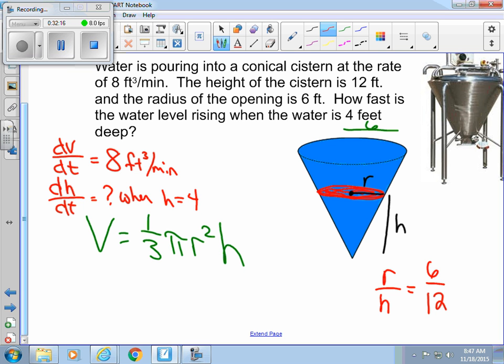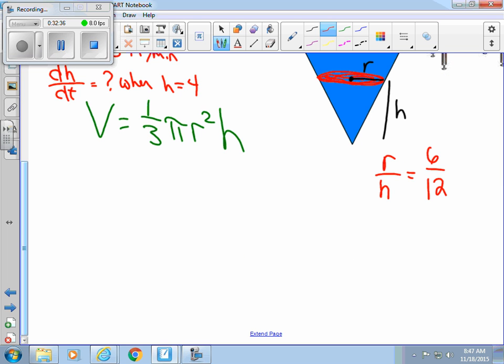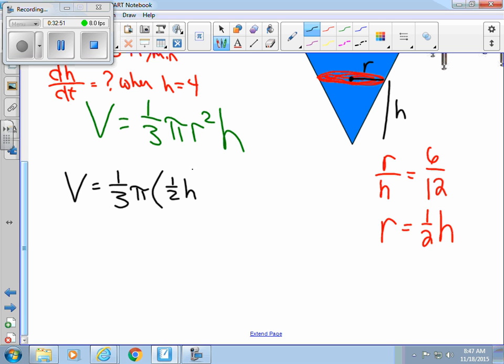Why do I want r equals 1/2 h? It's the variable we don't know, but don't I want dh/dt? So I'm going to leave h in my equation. Does that make sense? That's why I really would like to leave h. Again, if I don't, it's not the end of the world. We can recover later, but it's the easiest way. So if I reduce that to a half, r is 1/2 h. So my volume equation for this particular cone is 1/3 pi times (1/2 h) squared times h.